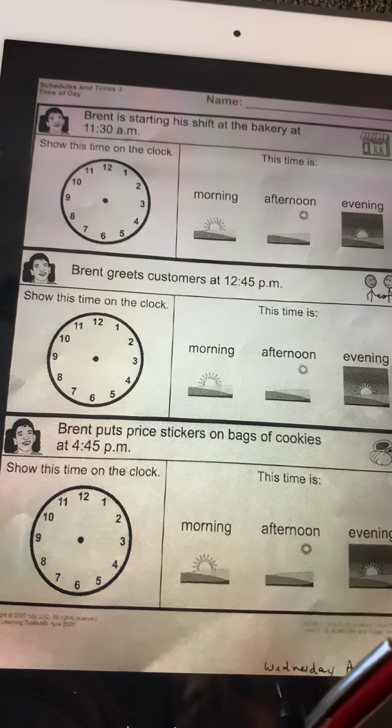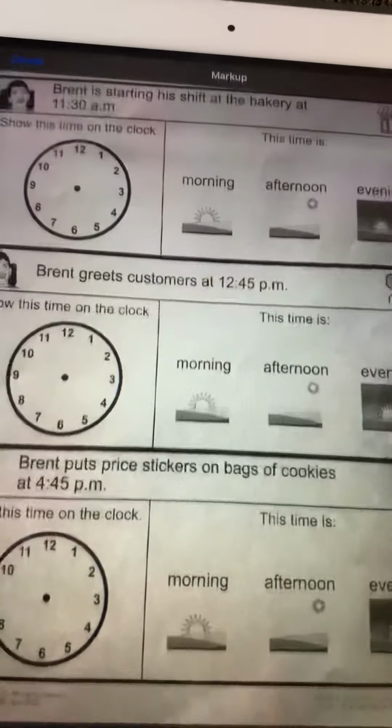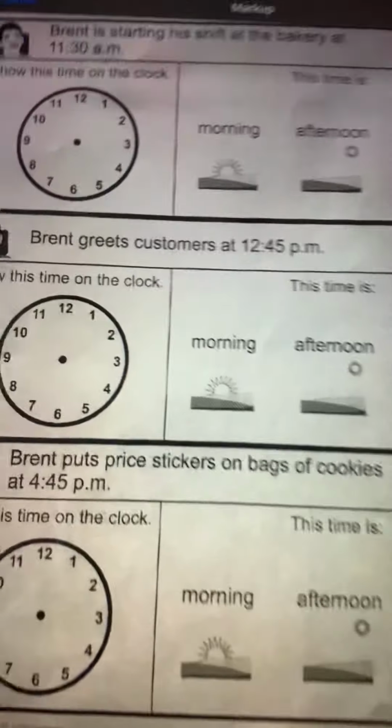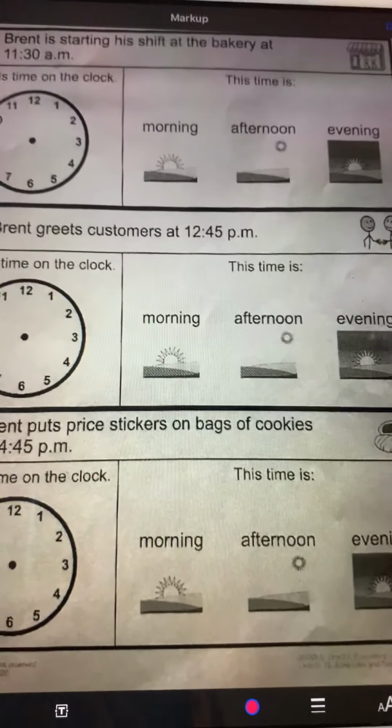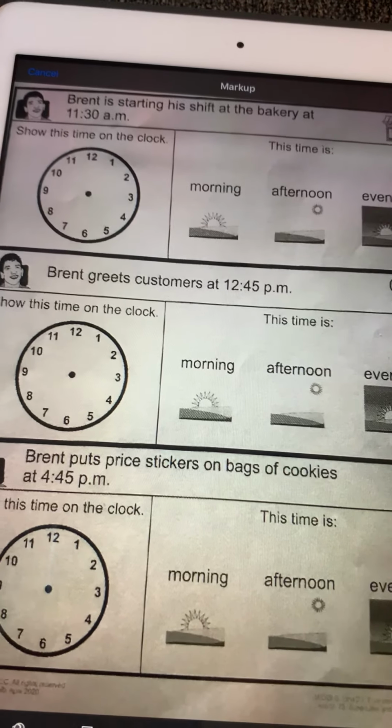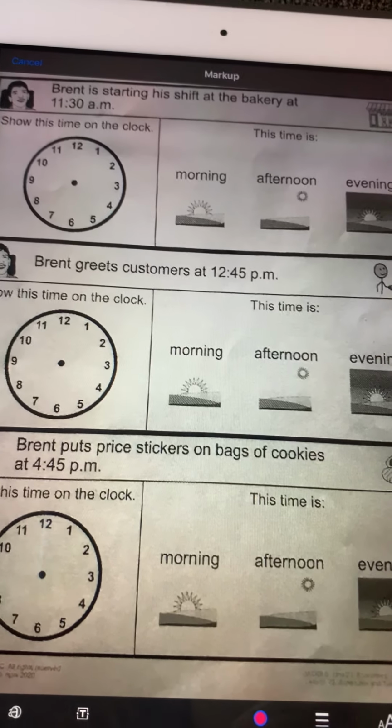Oh. Okay, this is Wednesday's worksheet. Excuse me, Miss Tiffany's allergies are bothering her today. Just bear with me.